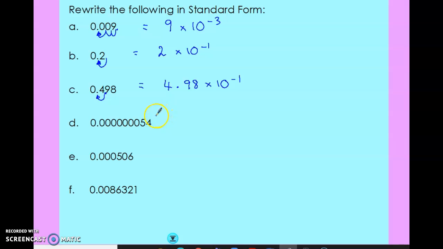It doesn't matter about the fact the ones before the point, it's just the number of zeros that we're looking at. Our number here then is 5.4. Let's count. We've gone from here, we've gone 1, 2, 3, 4, 5, 6, 7, 8 spaces. So that'd be times 10 to the power of negative 8. Do double check my counting. 1, 2, 3, 4, 5, 6, 7, 8 zeros.